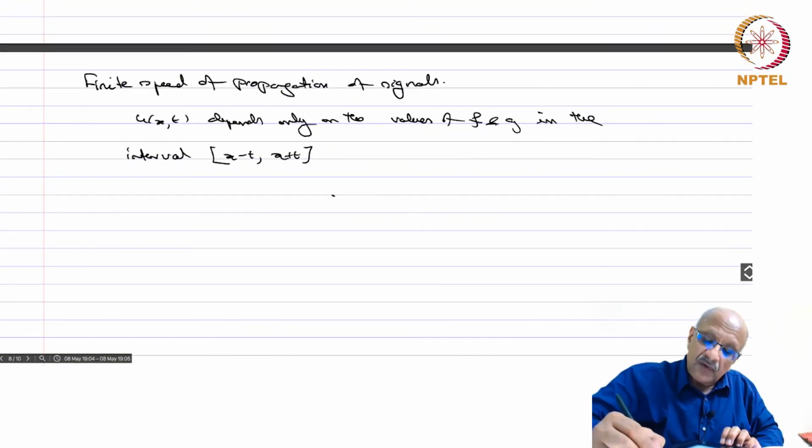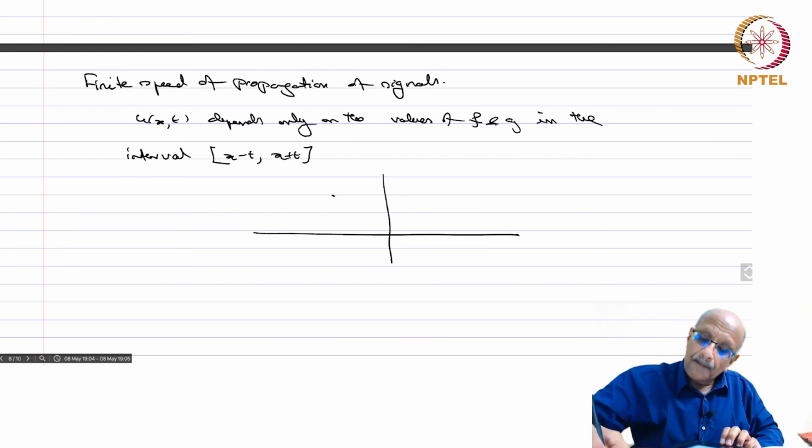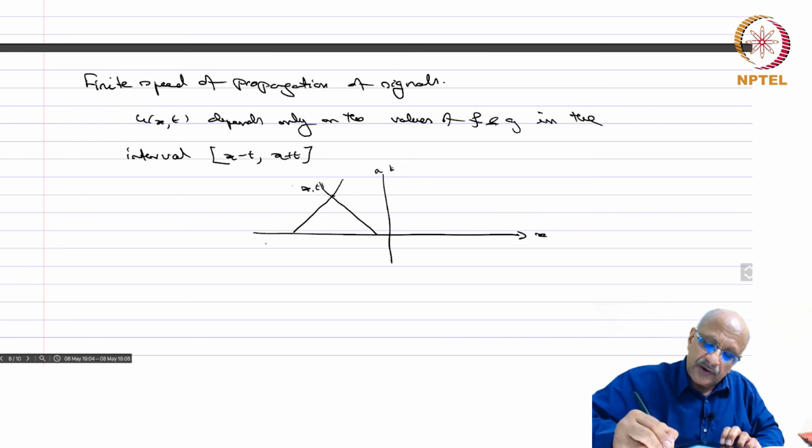So if you have x and t here and you have a point (x,t) here, then you draw the characteristic curves which pass through these points. So this will be x − t and this will be x + t, and then this is called the domain of dependence.